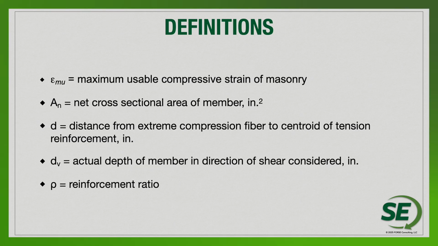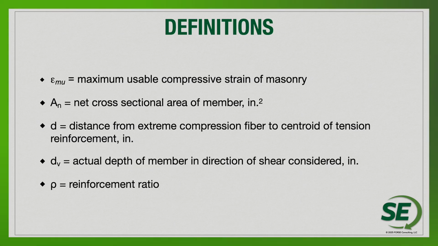dv could be the actual depth of the member in the direction of shear. So if you have load reversals and stuff like that, then you may have to consider different depths that could be necessary. And then rho would be the reinforcement ratio that you would need.